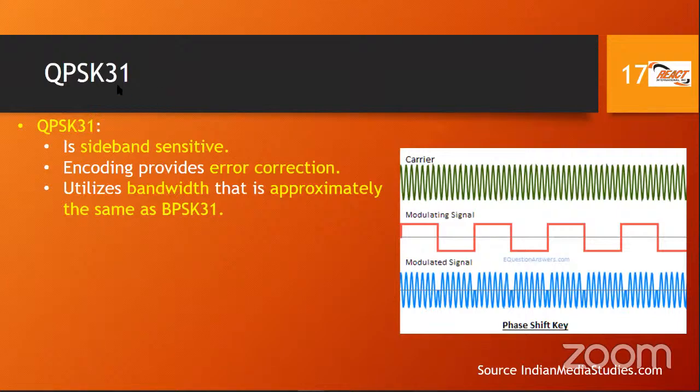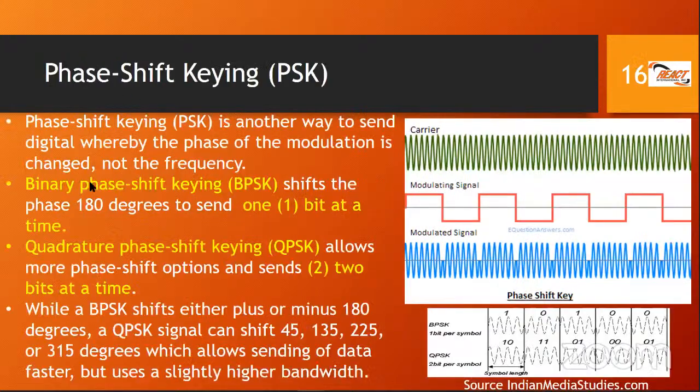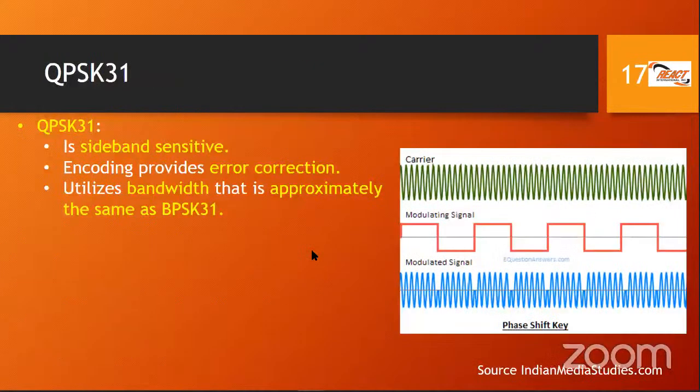So QPSK31 is a mode that we need to know. Again, we did BPSKs, we did QPSKs, right? And we said BPSK was one bit at a time, QPSK two bits at a time. But we're coming now to QPSK31, or 31 baud. That is really what the 31 there means. And we need to learn this about QPSK31 for exams.